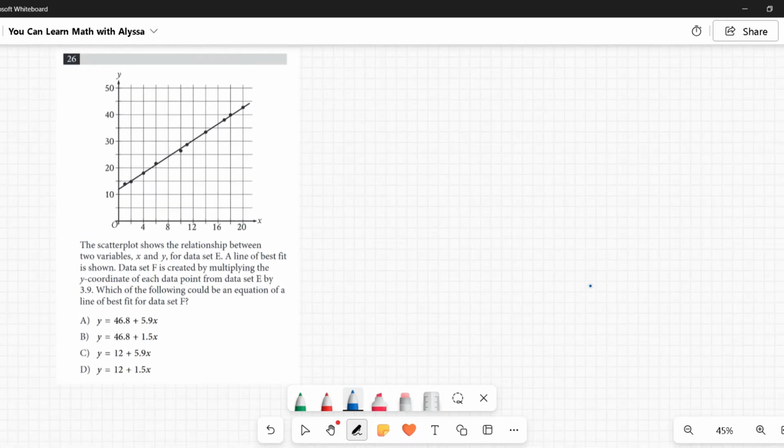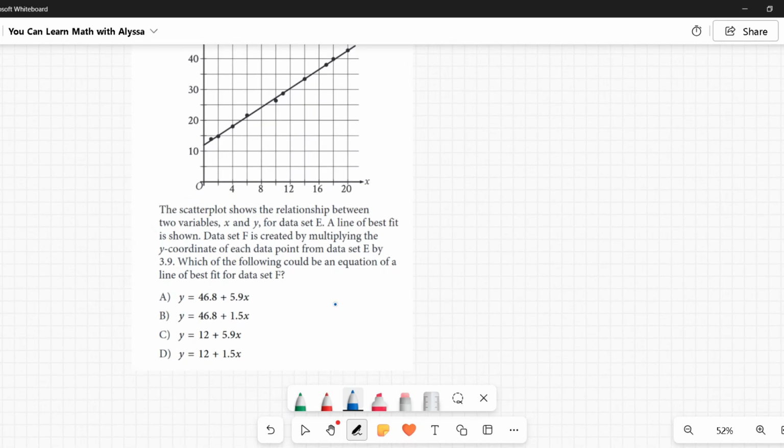Number 26. The scatter plot shows the relationship between two variables x and y for data set E. A line of best fit is shown. Data set F is created by multiplying the y-coordinate of each data point from data set E by 3.9. Which of the following could be an equation of a line of best fit for data set F? And we've got two sets of answers.